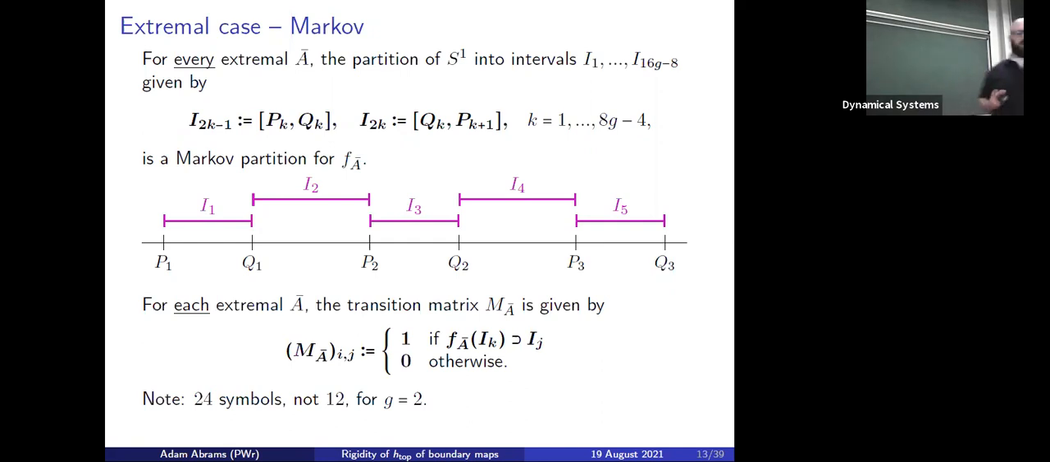And now we're only looking at extremal parameters. In general, the boundary maps are not Markov. But for extremal parameters, they are. We have this Markov partition. And this is just the standard definition of a transition matrix.